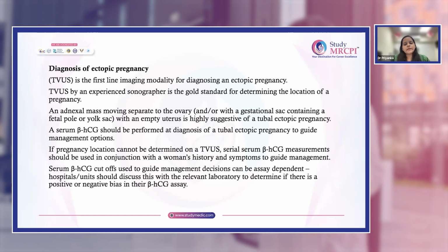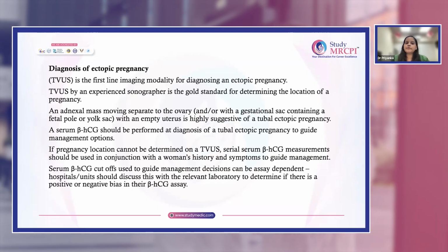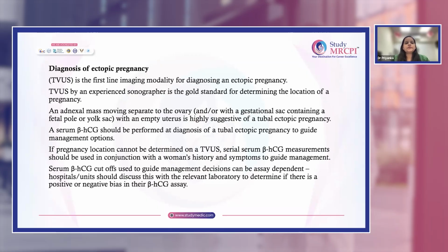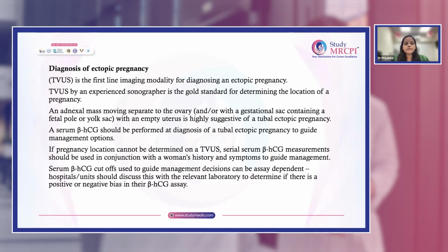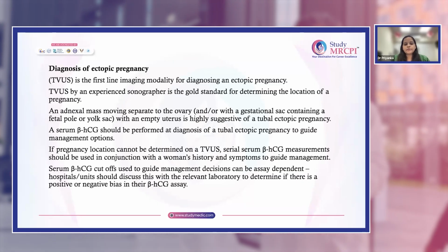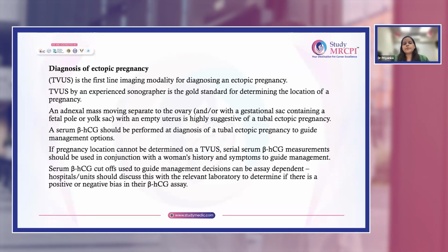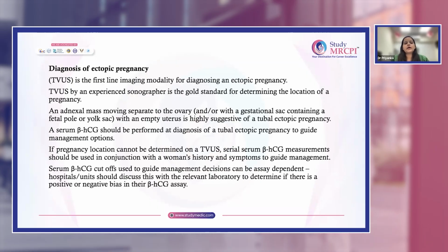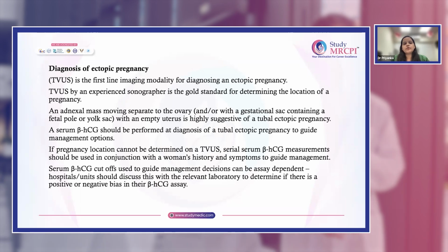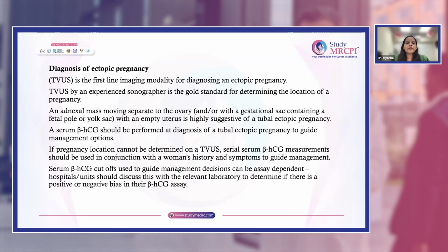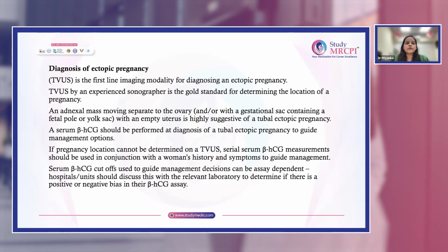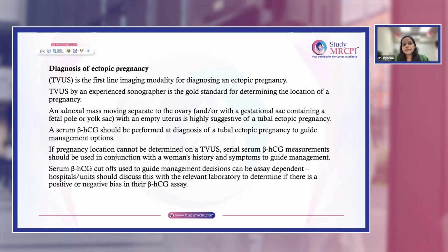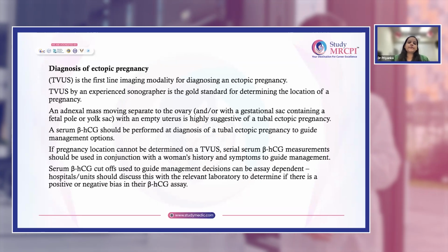And to guide the management options, we do serum beta HCG values, serial serum beta HCG to be more precise. So it's a combination of transvaginal ultrasound scan plus serum beta HCG level measurements. We also take a proper clinical history and do the examination to look at which criteria fit her, whether she is suitable for expectant management, medical management, or surgical management. By doing the history, clinical examination, and her investigations, we decide which management is best suited for her.